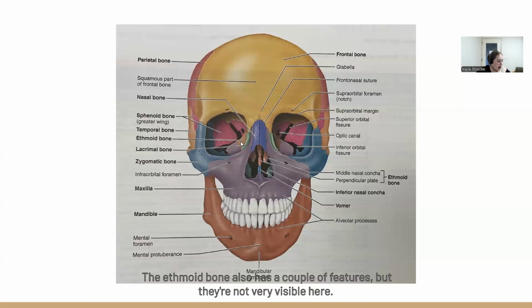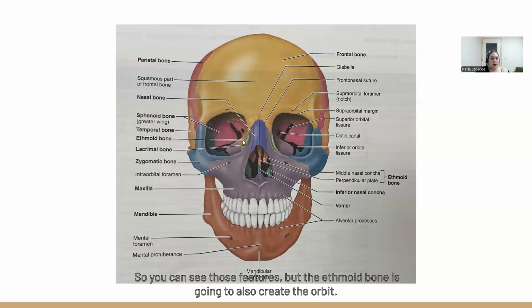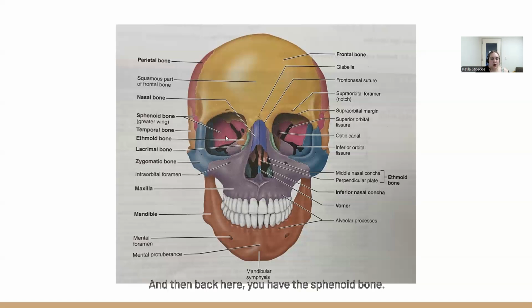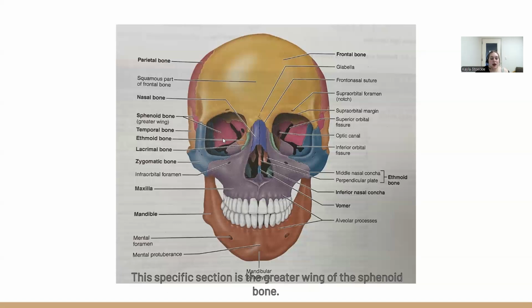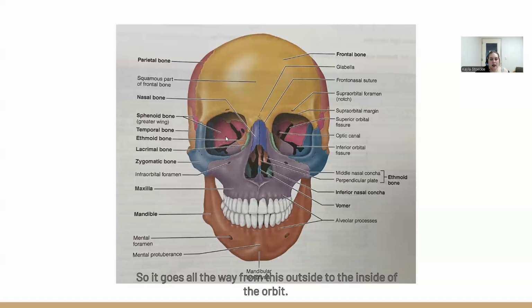The ethmoid bone also has a couple of features, but they're not very visible here, so I have another image to go over it. You can see those features, but the ethmoid bone is also going to create the orbit. And then here's just an extension of the maxilla, and then an extension of the zygomatic bone. And then back here, you have the sphenoid bone. This specific section is the greater wing of the sphenoid bone, and you can see here it's in bright pink. You can also see it's on the outside of this skull as well, so it goes all the way from the outside to the inside of the orbit.